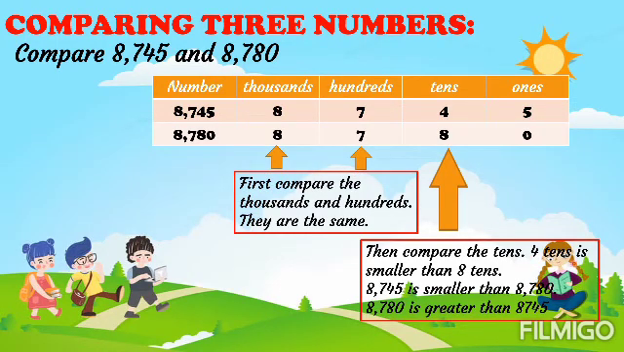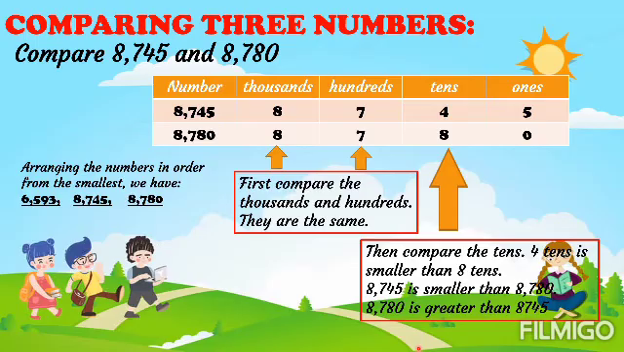4 tens is smaller than 8 tens. So 8,745 is smaller than 8,780. Therefore, 8,780 is greater than 8,745.